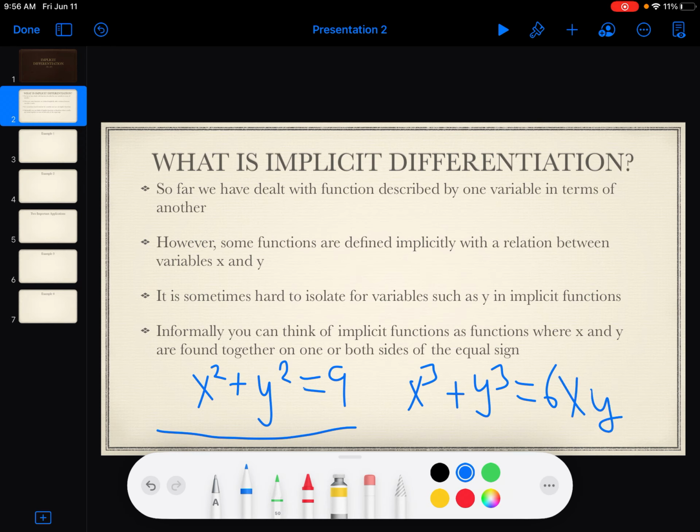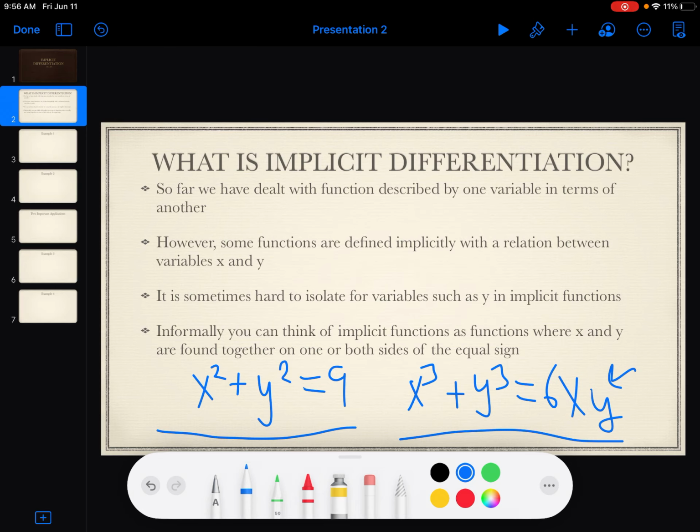This is a very famous one. Type this in Desmos and see what it comes out to. It's actually a very famous one. This is also an implicit function. You don't see y written explicitly in terms of x.